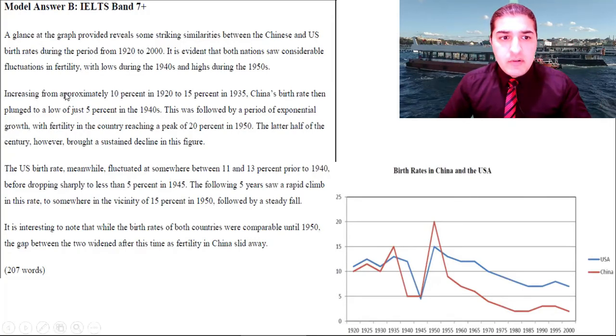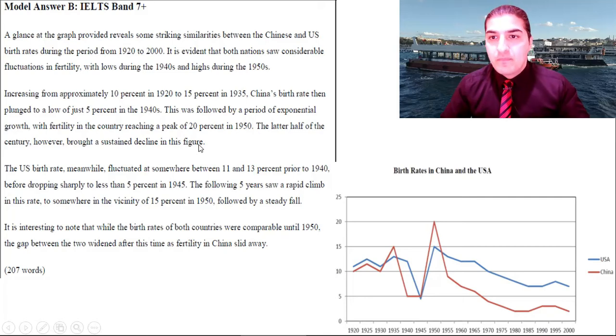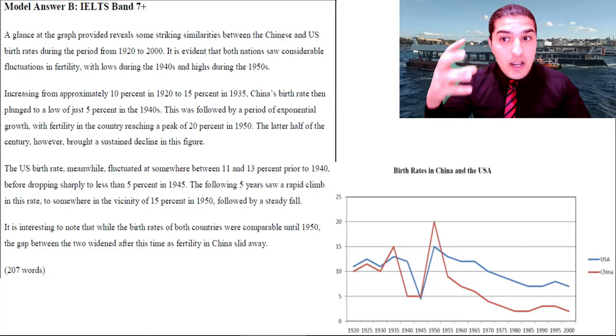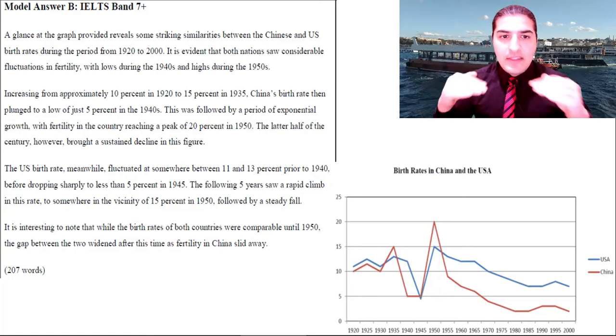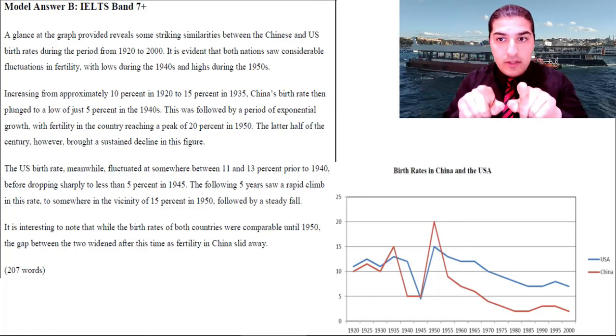Very good. Increasing from approximately 10% in 1920 to 15% in 1935, China's birth rate then plunged to a low of just 5% in the 1940s. This was followed by a period of exponential growth, with the fertility in the country reaching a peak of 20% in 1950. The latter half of the century, however, brought a sustained decline in this figure. So, okay, talked about the trend, but the wording is diverse, advanced, and the information is specific, to the point.